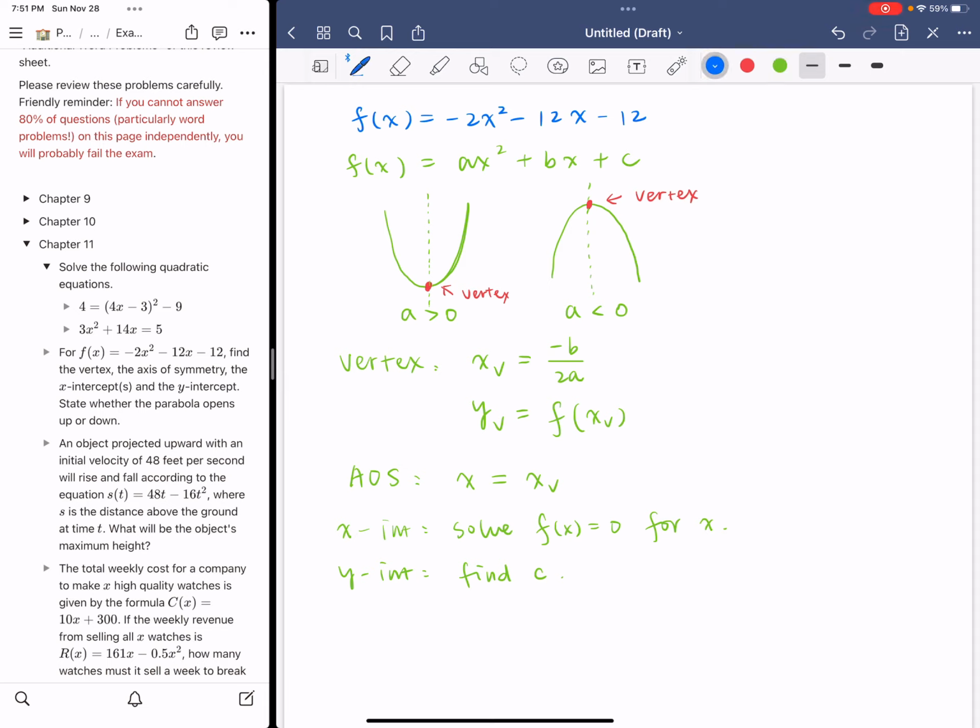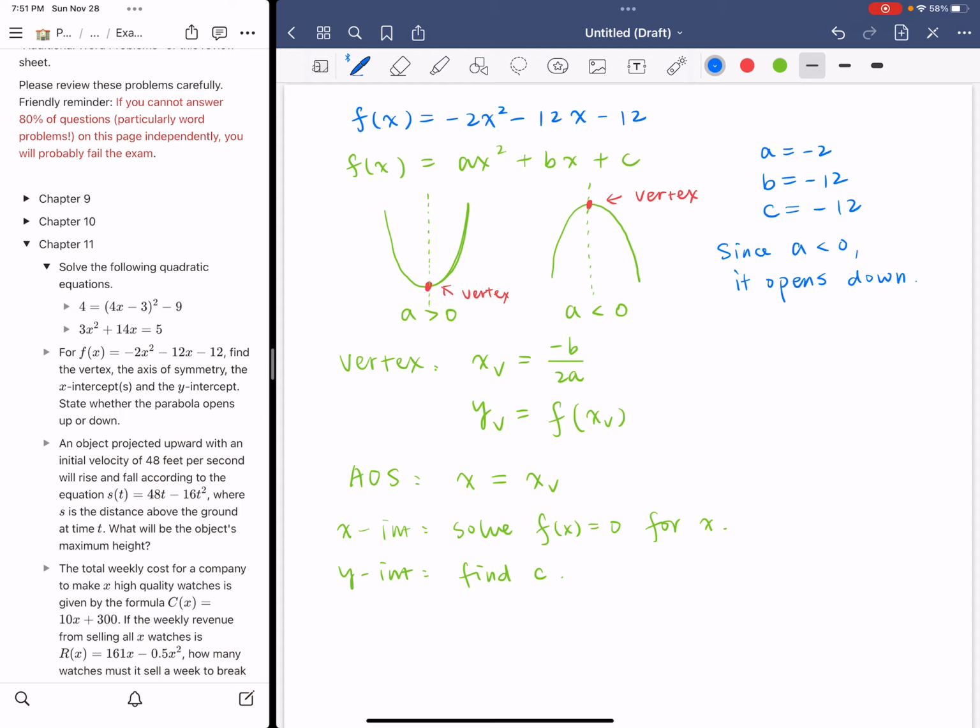All right, let's use what we just reviewed and apply it to this particular problem. The first part, opens up or down. So let's first list out the coefficients. You have a is -2, right? B is -12, and c is also -12. Since a is less than 0, it opens down.